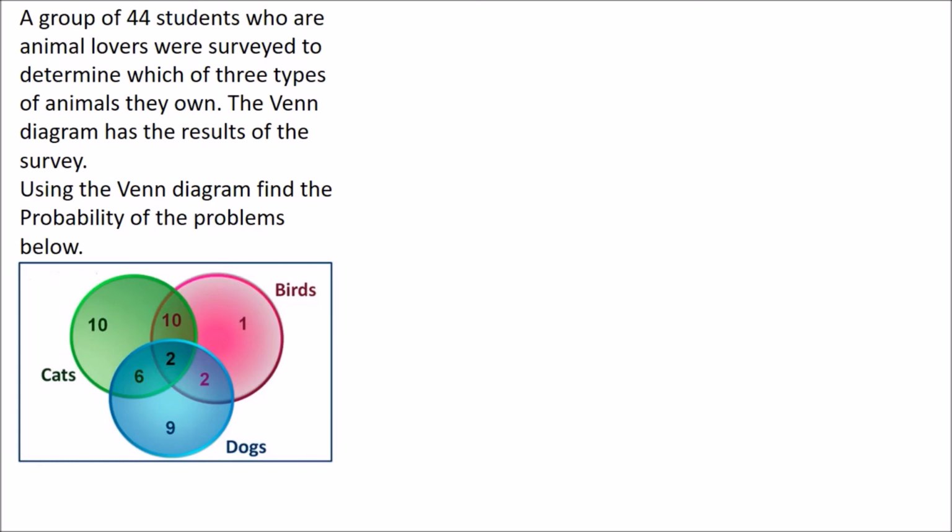It says a group of 44 students who are animal lovers were surveyed to determine which of 3 types of animals they own. The Venn diagram has the results of the survey. It says using the Venn diagram, find the probability of the problems below, and in our case, they're to the right. Okay, so there's 2 types of problems that we're going to deal with when we have Venn diagrams. We're going to have and problems and we're going to have or problems. And I'm going to talk to y'all about the easy way to do and or problems when you have a Venn diagram, okay? So that's what this is going to cover.